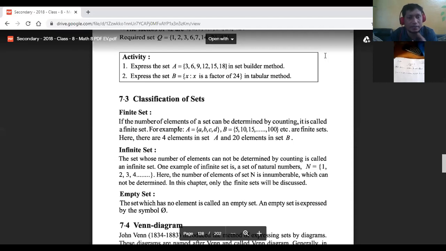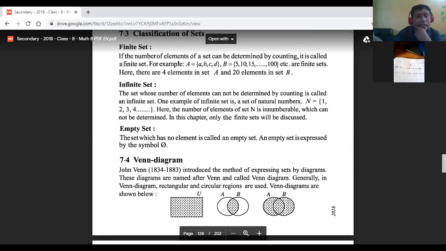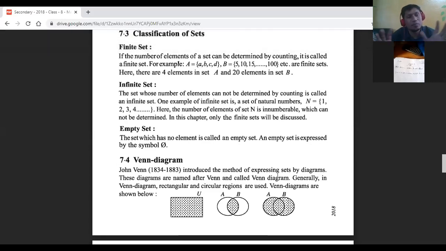That's why it is said that a set whose number of elements cannot be determined by counting is called infinite. And if it is countable, then it is finite. You can see some examples here. Empty set: if there are no elements in the set, then it is empty. Now you can say, sir, there is no element, so why is it a set? It is also a set. Suppose there is a glass, but it has no water. You can say this is an empty glass. Such kinds of sets are called empty sets.